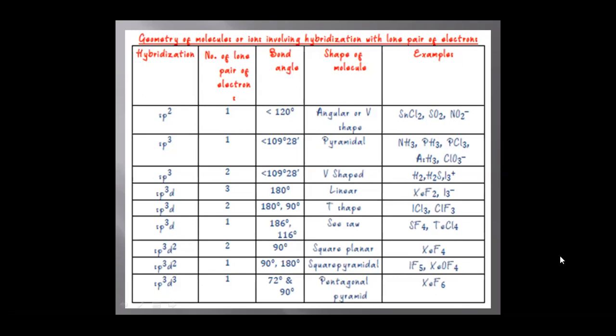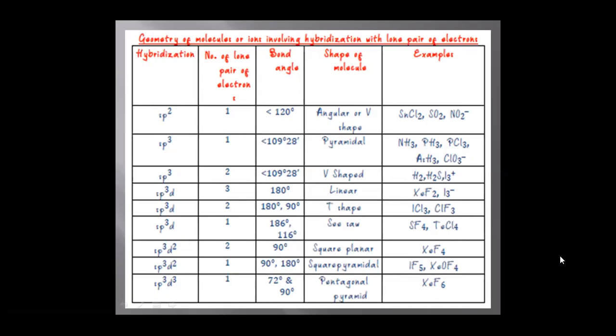If the hybridization is sp3d, the number of lone pairs of electrons is 3, the bond angle is 180 degrees, and the geometry of the molecule is linear. If the hybridization is sp3d and the number of lone pairs is 2, the bond angles are 180 and 90 degrees, and the shape of the molecule is T shape.